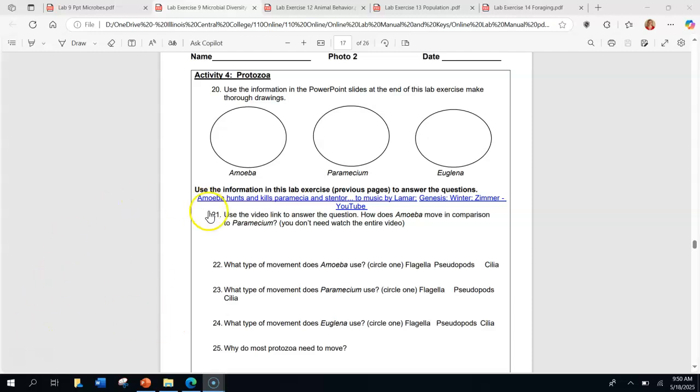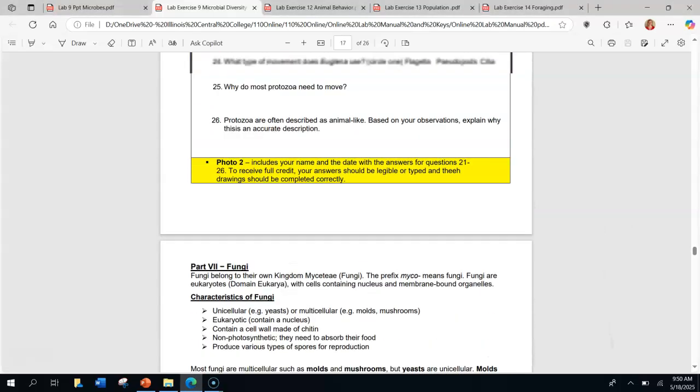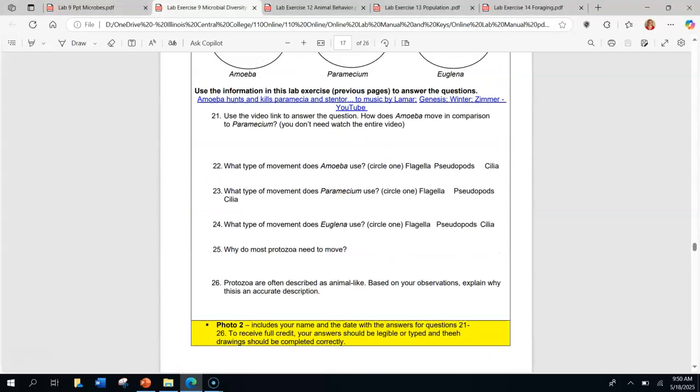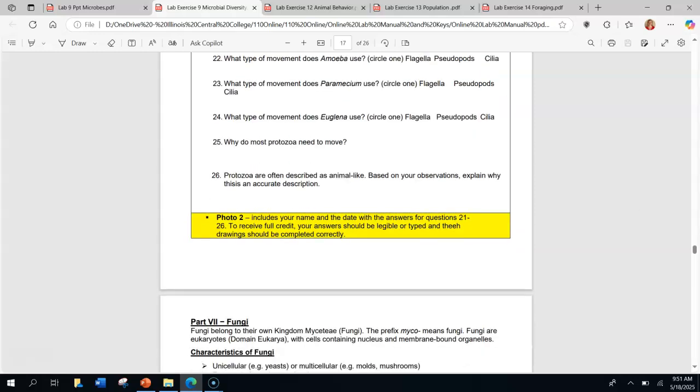So here we are at the protozoa. This is our next photo. So again, you're going to go to the PowerPoint presentation, draw an amoeba, draw a paramecium, draw euglena. Then you're going to click on this video. You're going to watch how amoeba moves, in comparison to paramecium and write your answer. For each of these, 22, 23, 24, you're going to circle how each of these moves and answer the remaining questions. This is photo 2.